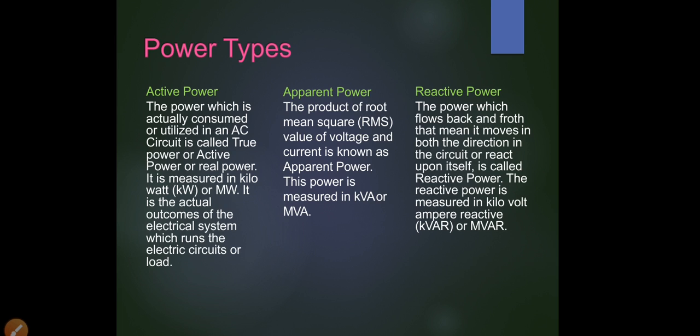And the reactive power is also measured in VAR. The power which flows back and forth, that means it moves in both directions in the circuit and reacts upon itself, is called the reactive power. The reactive power is measured in kilovolt ampere reactive, therefore kVAR or MVAR. These are the types of powers.